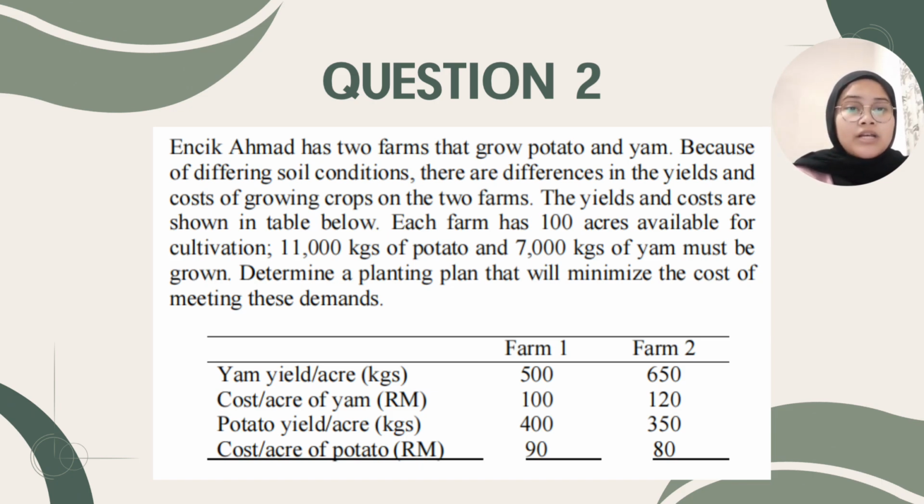So based on this table, we have farm 1 and farm 2, where the yam yield in kg for farm 1 is 500, farm 2 is 650. Cost of the yam for farm 1 is 100 and cost of yam for farm 2 is 120. For potato, in farm 1 we have 400 kg, for farm 2 we have 350 kg, and the cost for potato for farm 1 is 90 and farm 2 is 80 ringgit.